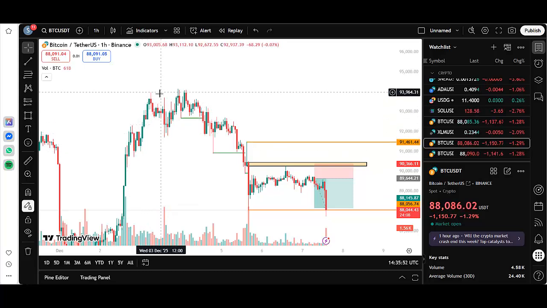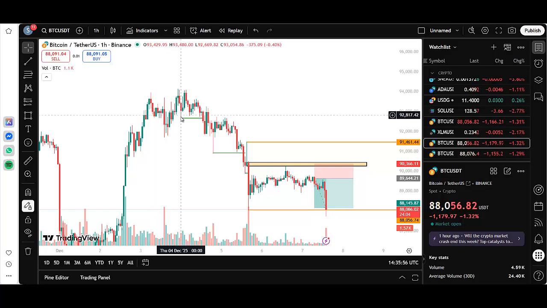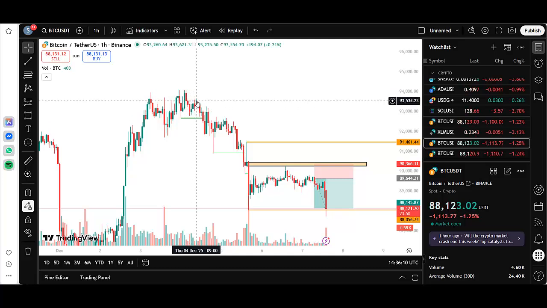Went here, didn't close above. This is not a break of structure because it didn't close above it. Here it printed another higher low, right? Higher high, higher low, and then went up here, still didn't close above this, so it's not a break of structure. Came back down, went here, started printing a lower high, and then printed below here.